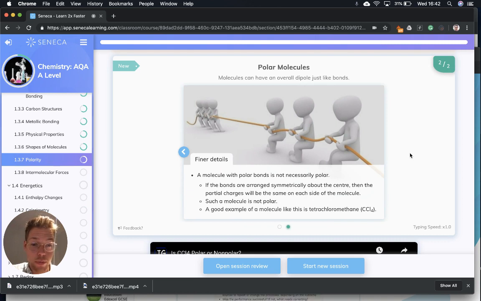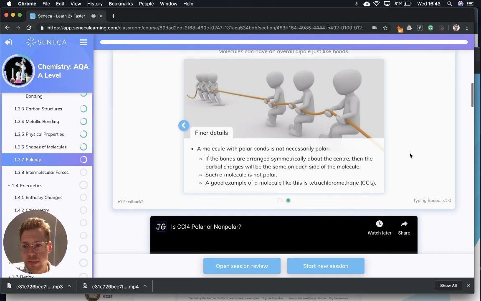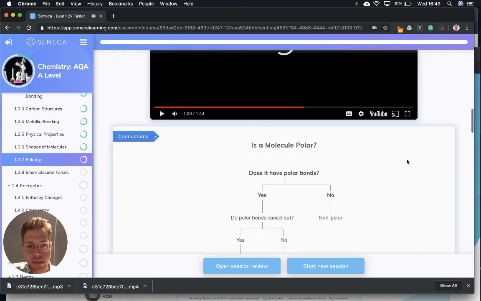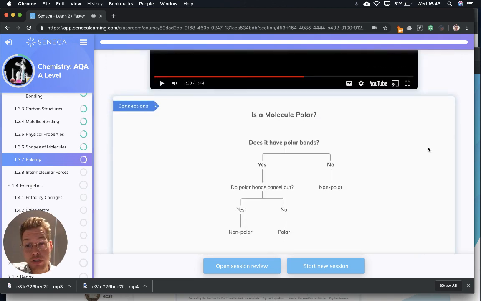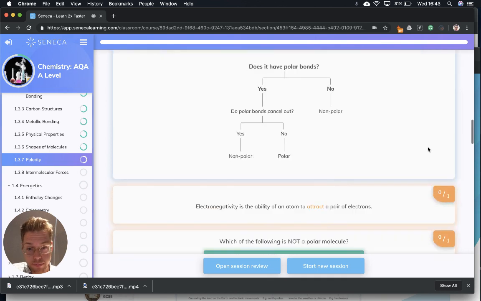Let's get into some finer details. A molecule with polar bonds is not necessarily polar. Plot twist. I know, I'm still recovering. If the bonds are arranged symmetrically around the center, then the partial charges will be the same on either side of the molecule. Such a molecule is not polar. A good example of this is something like tetrachloromethane, which is CCl4. So in that molecule, the C to Cl bonds are polar, but that molecule is going to be symmetrical, so those dipoles cancel out. So to be a polar molecule, you need asymmetry and you need polar bonds.